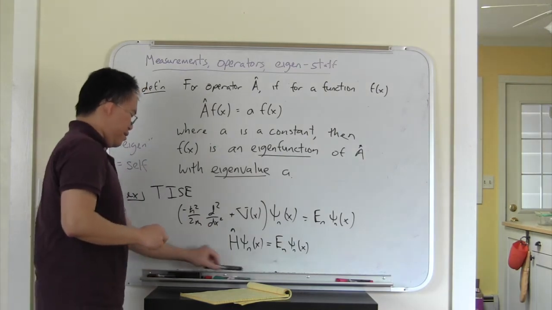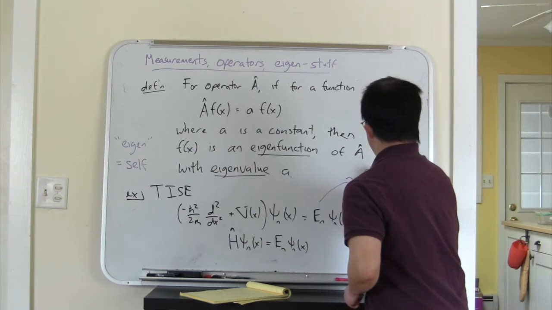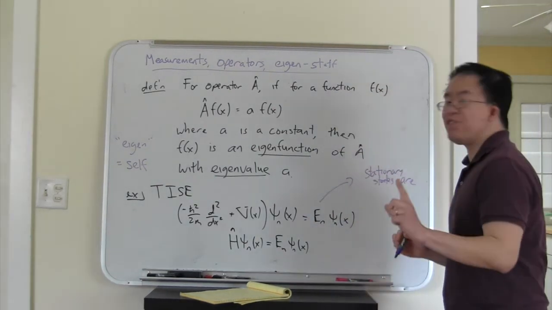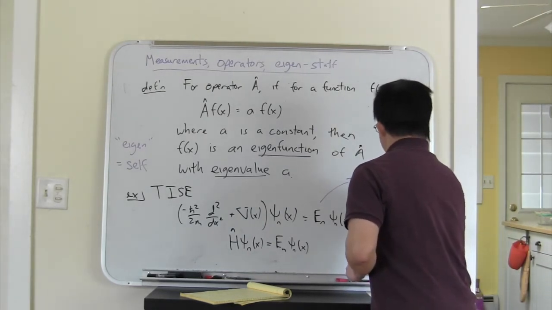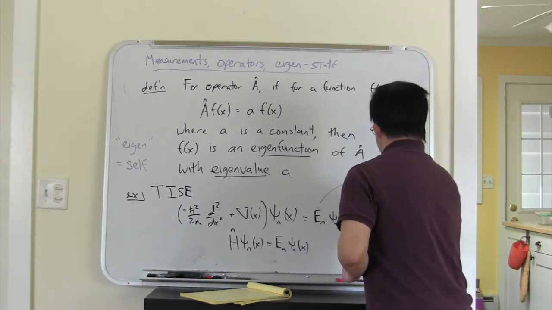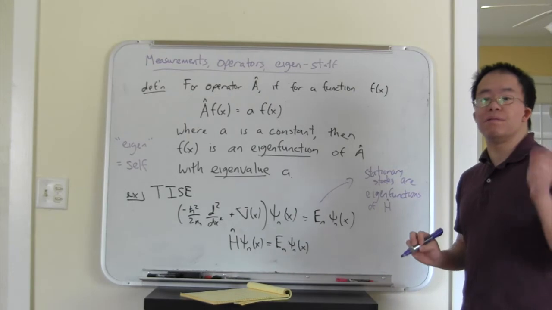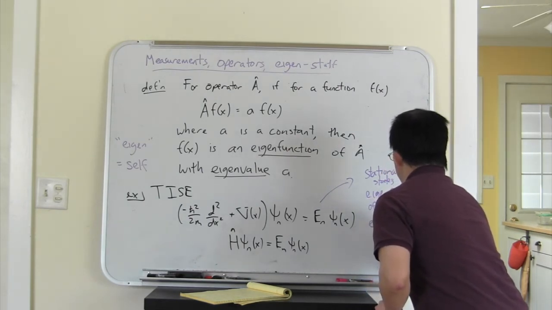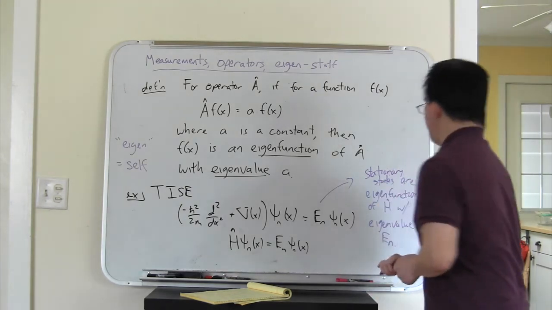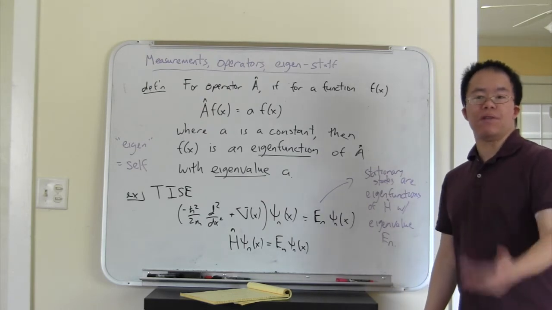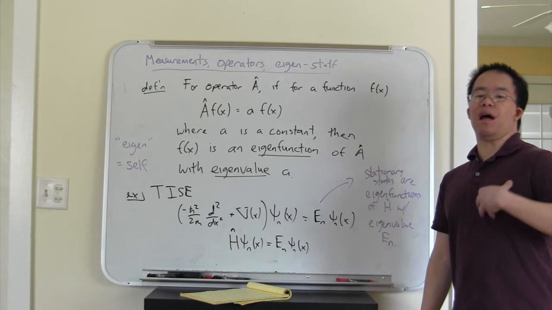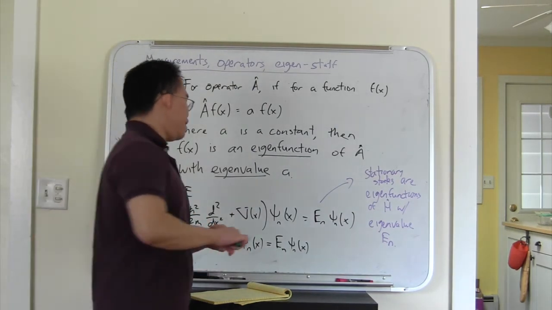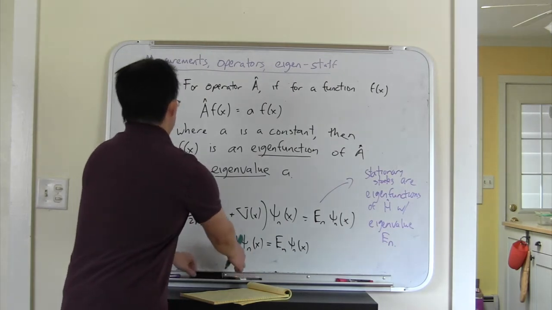So what this shows us then is the following: stationary states are eigenfunctions of the Hamiltonian with eigenvalue E sub n. And this leads to other terminology you might sometimes see for stationary states, and that I will use.